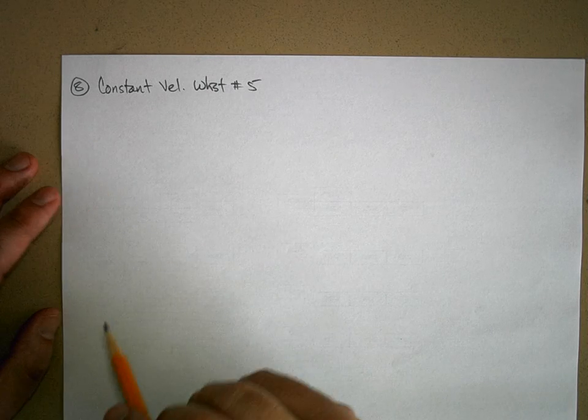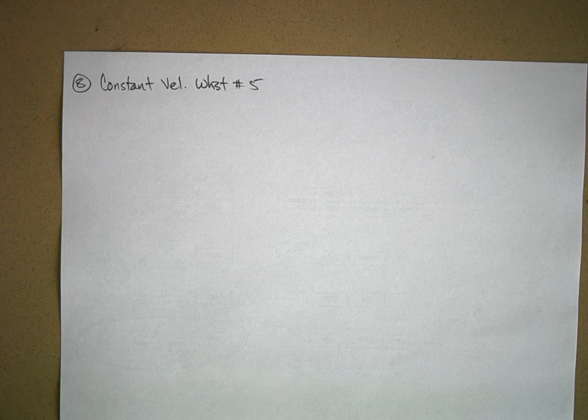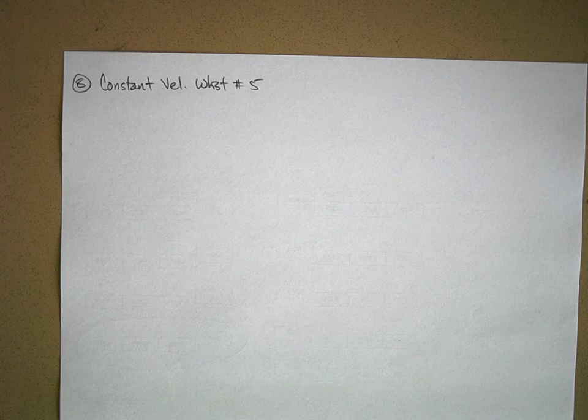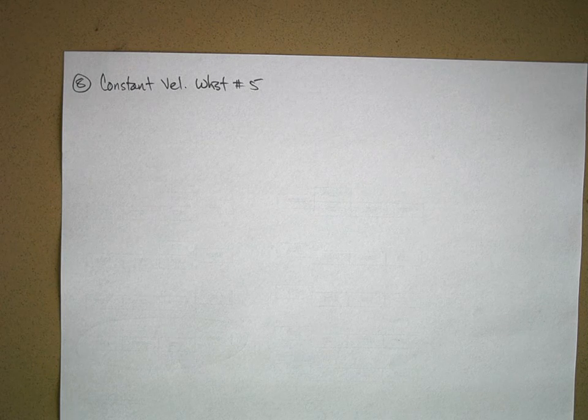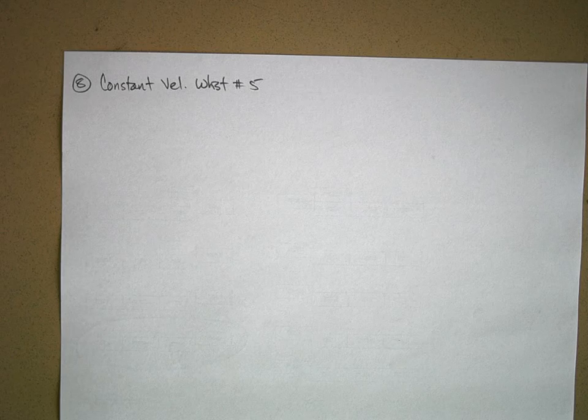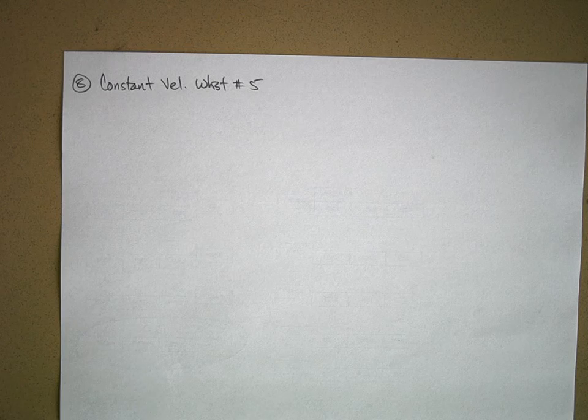So let's do the constant velocity worksheet number 5. But before I do that, I want to talk about motion maps a little bit more because I didn't get far enough in my description of motion maps the other day. You can draw motion diagrams and go from motion diagrams to position versus time graphs, to velocity versus time graphs, to verbal descriptions. We're going to do all of those in this worksheet.